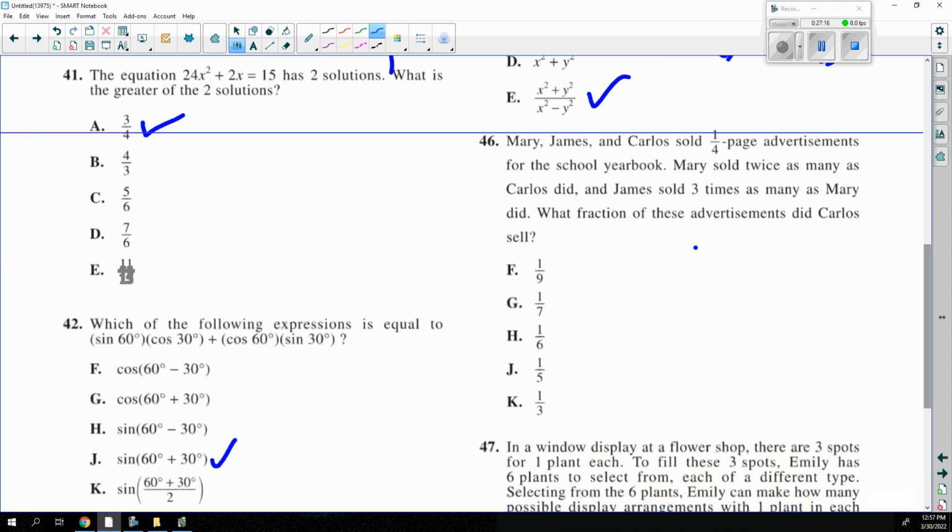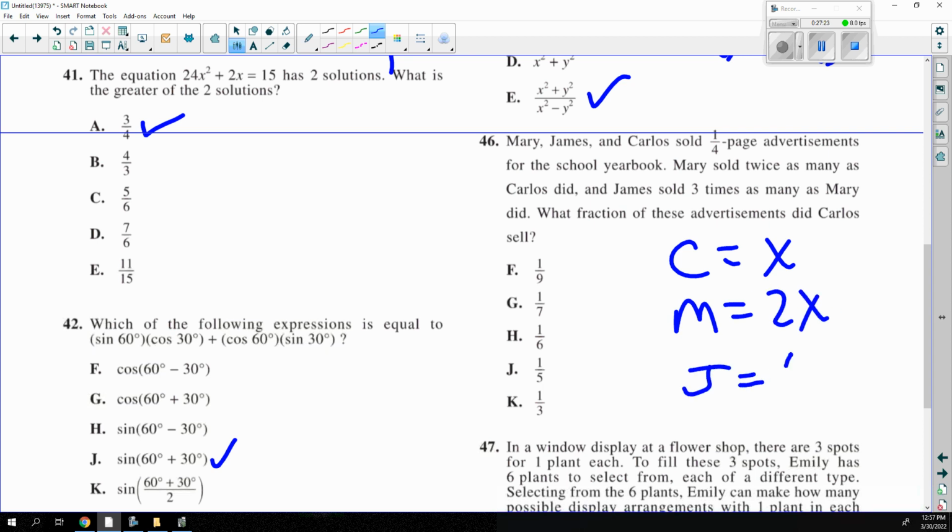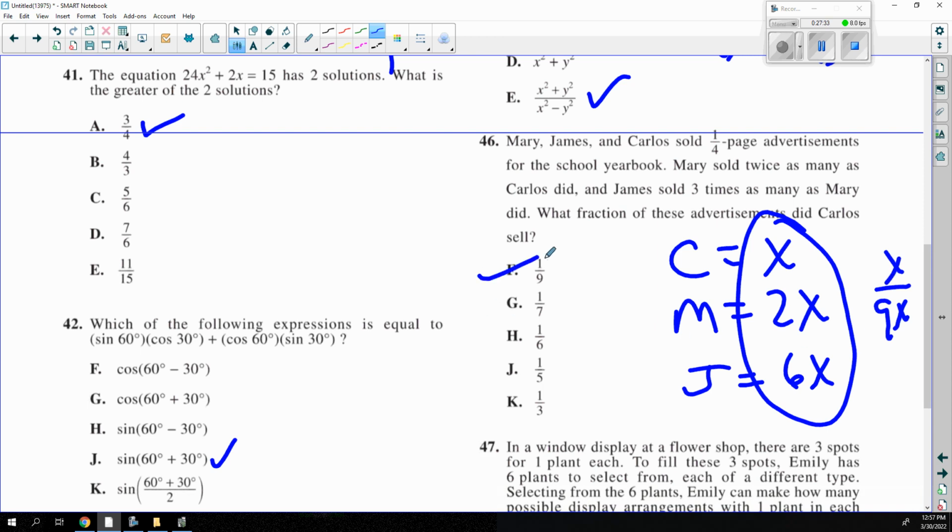Mary sold twice as much as Carlos did. James was 3 times Mary. So what fraction of the total? Add them up, you get 9x. Carlos sold x, so it's 1/9.